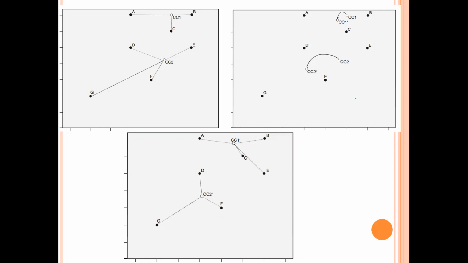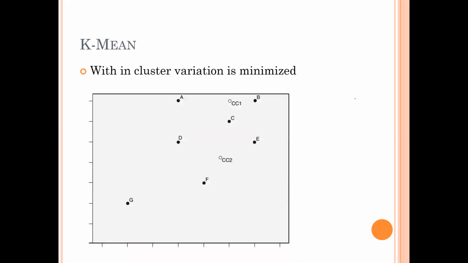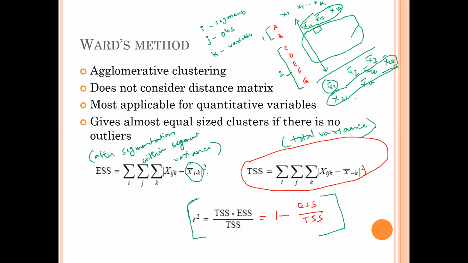Now the question is, which one will I choose? How many segments will I choose? Will I choose 2 segments or 5 segments in k-means? That also comes from the same WSS calculation, the within sum of square calculation. So we calculate this particular value, the within sum of square, this ESS value that I have written in this formula.